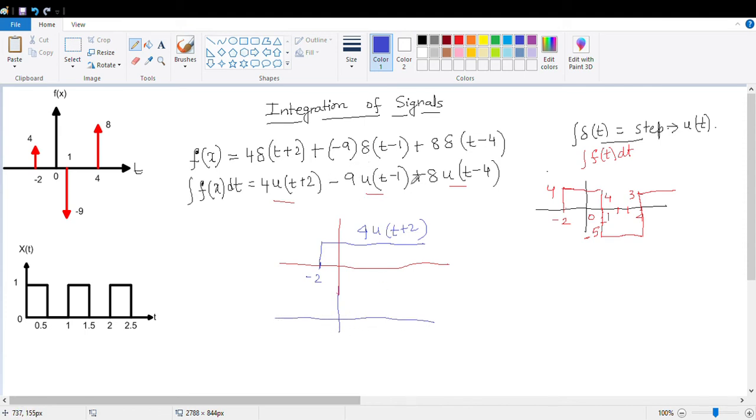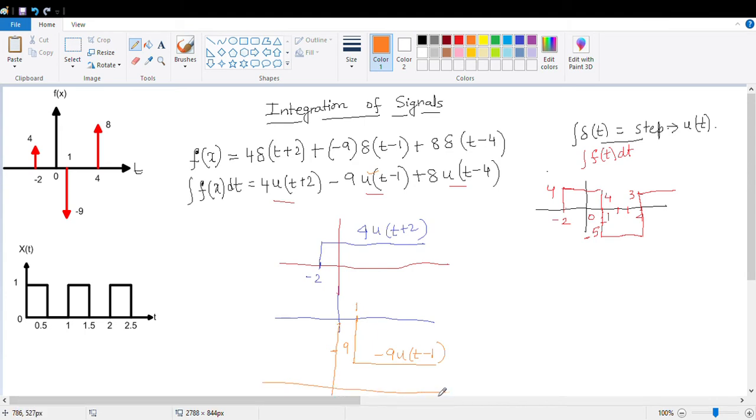Now suppose I want to draw the second one. Second one means this: -9 ut minus 1. So that means it will start at 1 and here the magnitude will be -9. So this value is -9 here. If you draw this, it will be -9 ut minus 1. Okay, this is the second part, and now I am going to draw the third part.